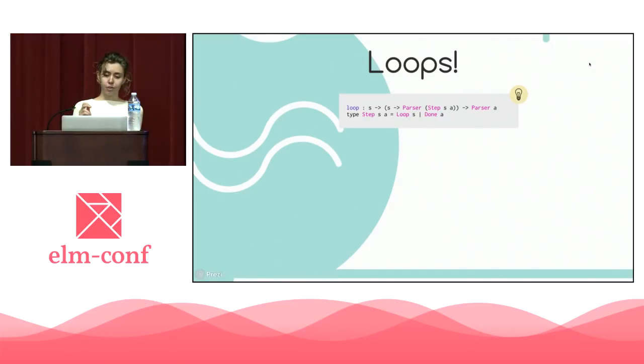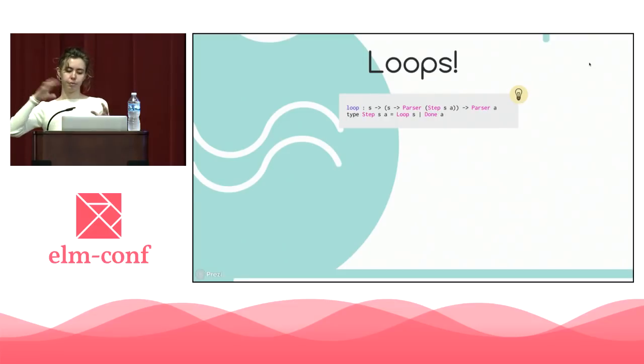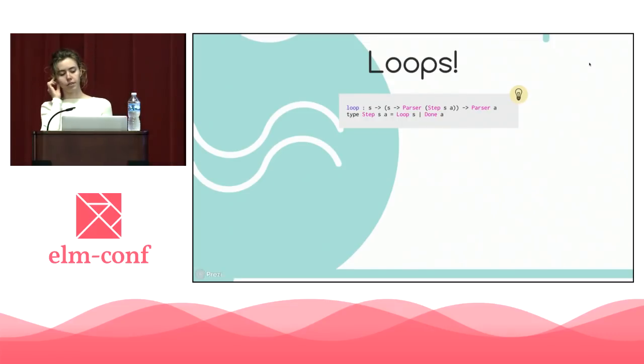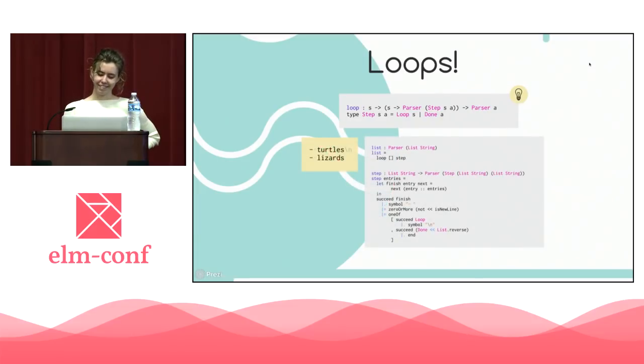The first function, as you can tell, is loop, and it takes an initial state, and then it takes a function which takes that intermediate state and returns a parser of step. And what is a step? That is either loop or done. If you return loop, then we go back around, and when you're done, you're done. I don't like talking about types like this, it always confuses me. So let's just look at how it actually plays out.